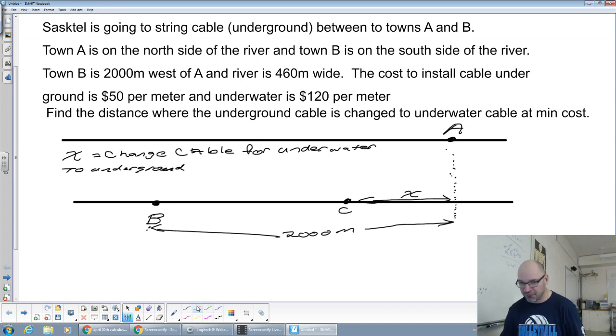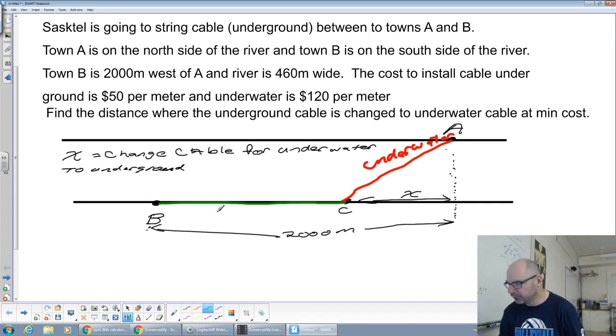So the path that I have here is this path right here. So this is underwater. And then this path here, we'll put in green, is underground. So that's the setup. Now we have to find an equation for the formula.